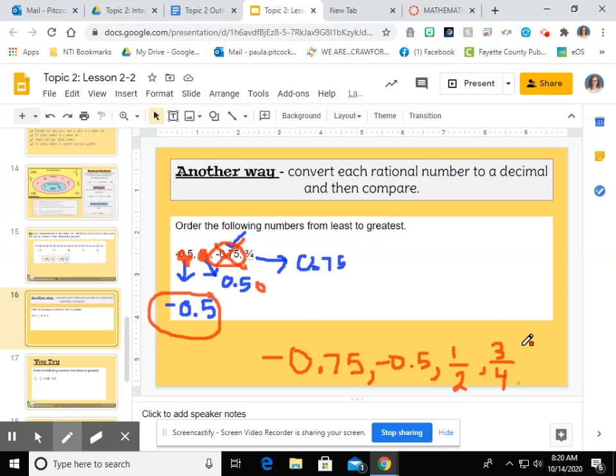And if you had put those on a number line, this is the order the dots would be in. Your first dot would be at negative 0.75. The next dot would be at negative 0.5, and then a half and 3/4. So you can use a calculator to put these in order. So we are going to try another one.